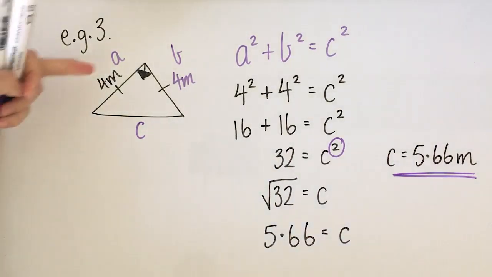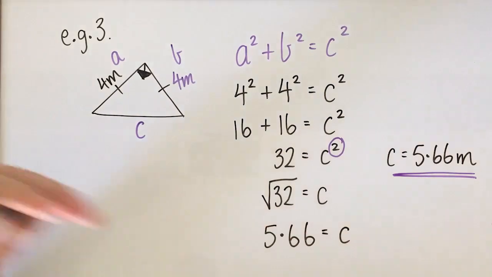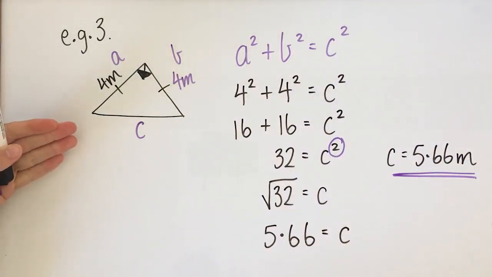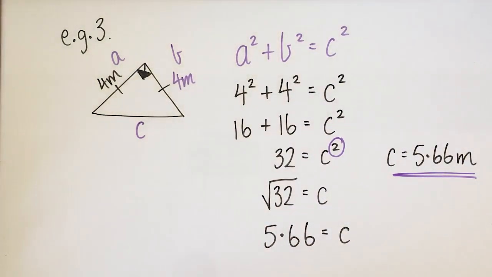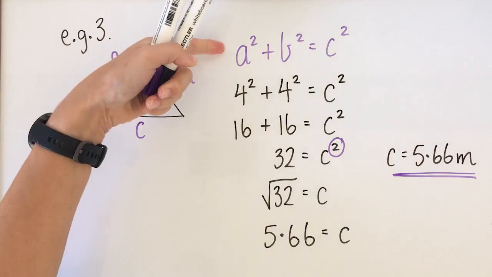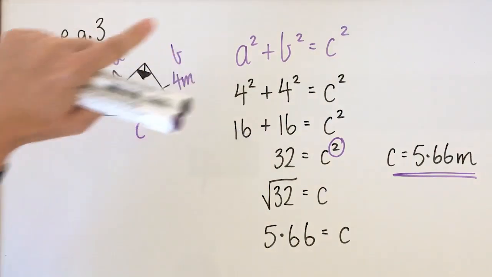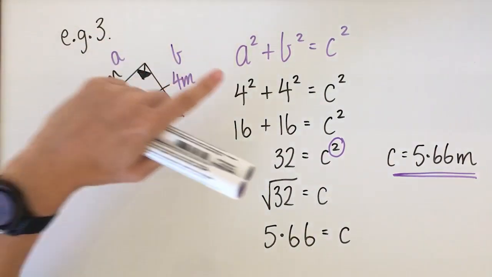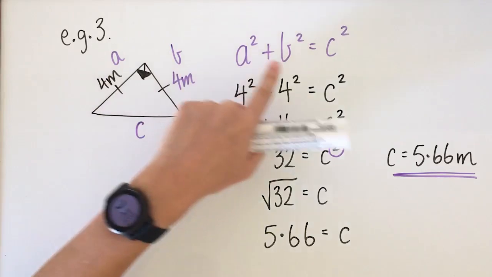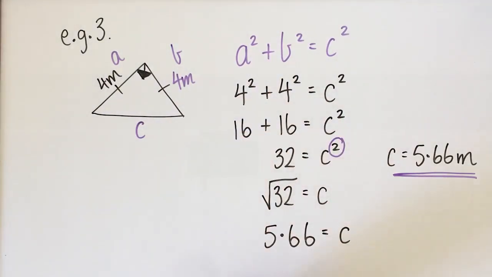And that makes sense because 5.66 is longer than 4 and 4, because it's the hypotenuse. The hypotenuse is always the longest side, and it's not crazy big. It doesn't sound silly. So if we think back, our learning intention was to use Pythagoras' formula to find the length of a hypotenuse. You have to know what the formula is, label the sides correctly, substitute the numbers in, and solve to find C. If you can do all that, then you've met today's success criteria.